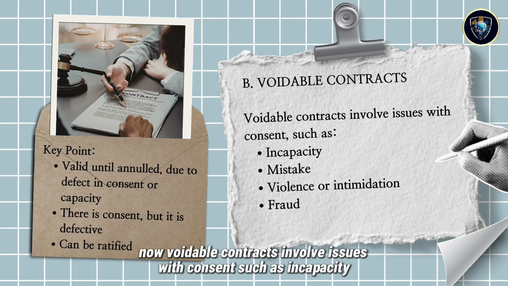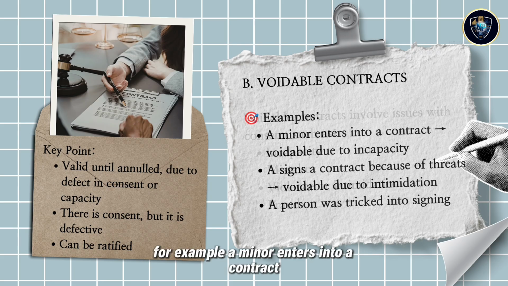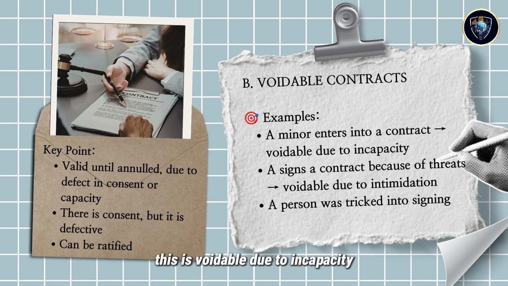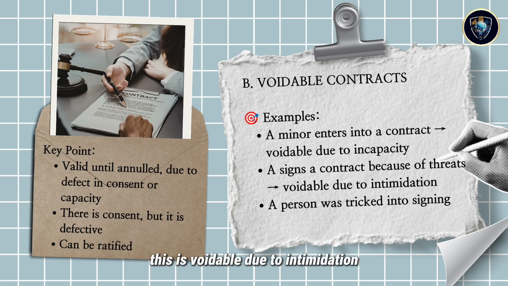Now, voidable contracts involve issues with consent, such as incapacity, mistake, violence, or intimidation, fraud. For example, a minor enters into a contract. This is voidable due to incapacity. Another example is when A signs a contract because of threats. This is voidable due to intimidation.